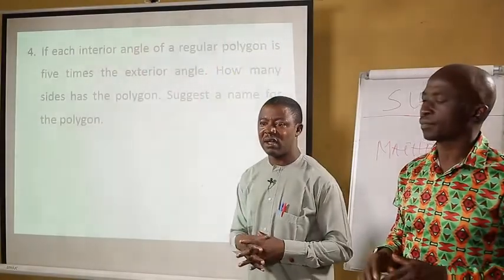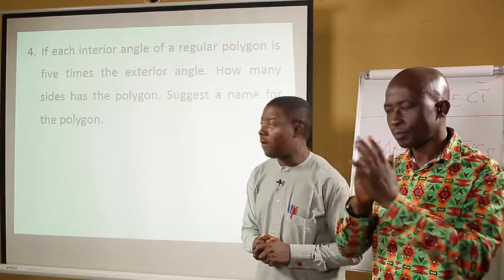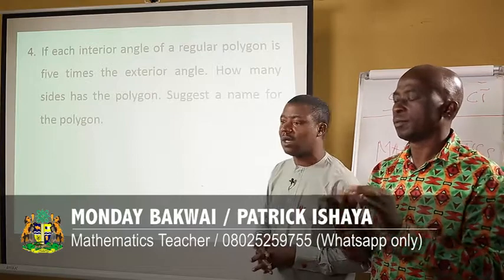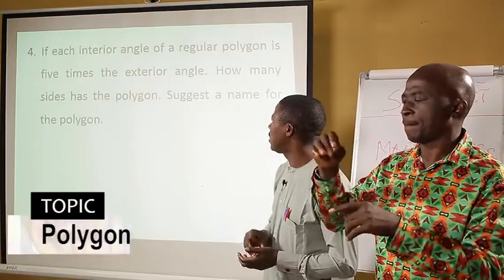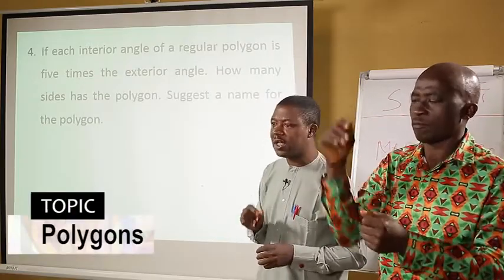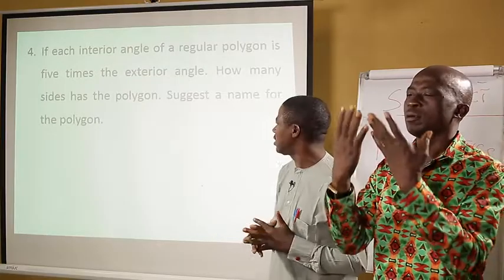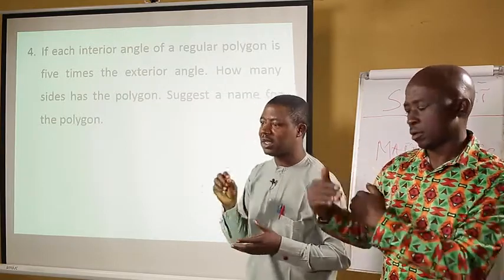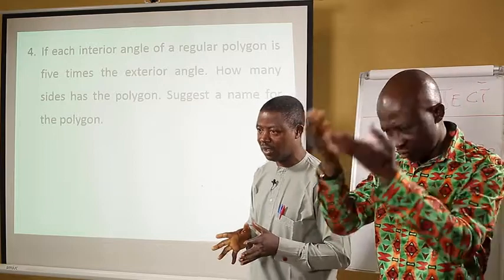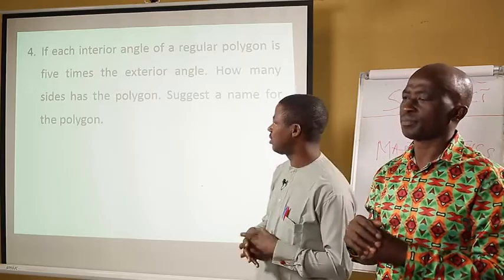Moving ahead, let's have question 4 as an example. Question 4: If each interior angle of a regular polygon is 5 times the exterior angle, how many sides has the polygon? Suggest a name for the polygon. Solution.